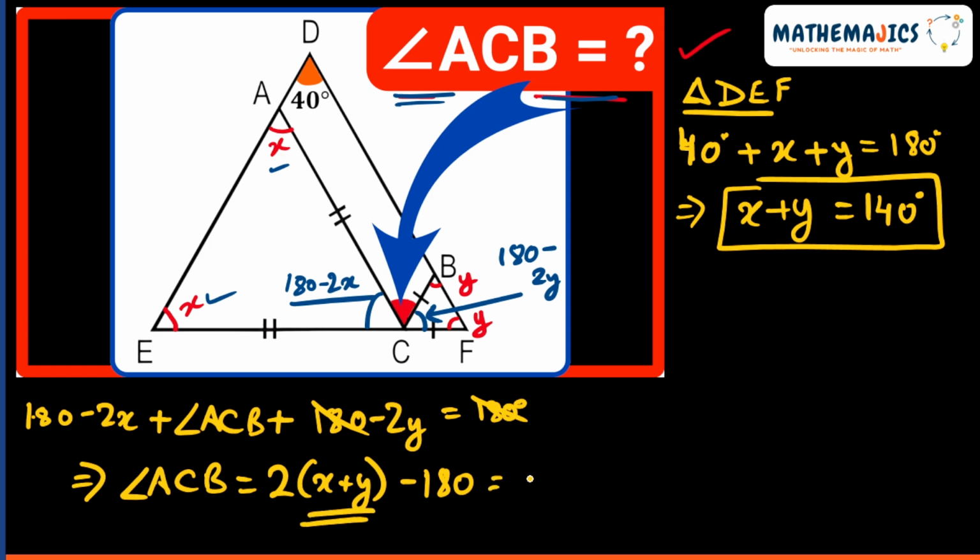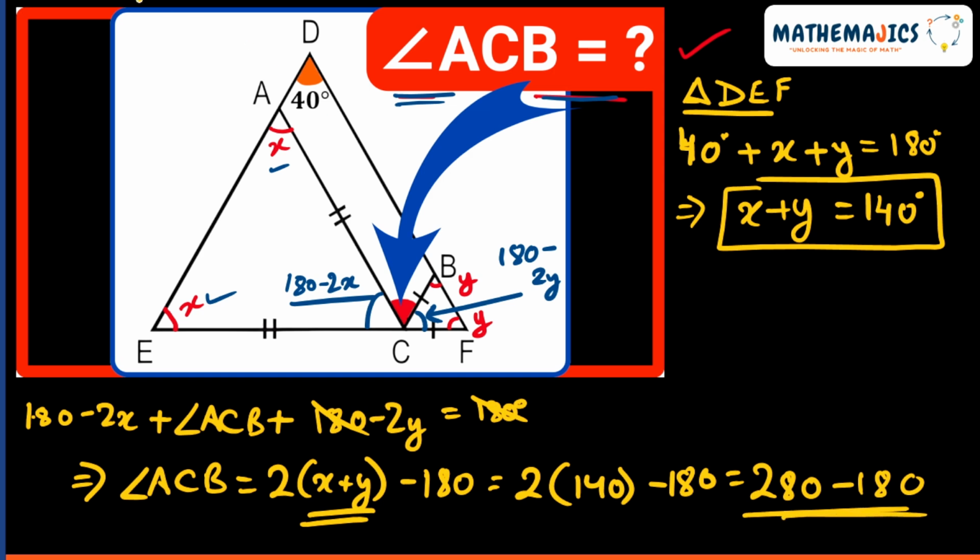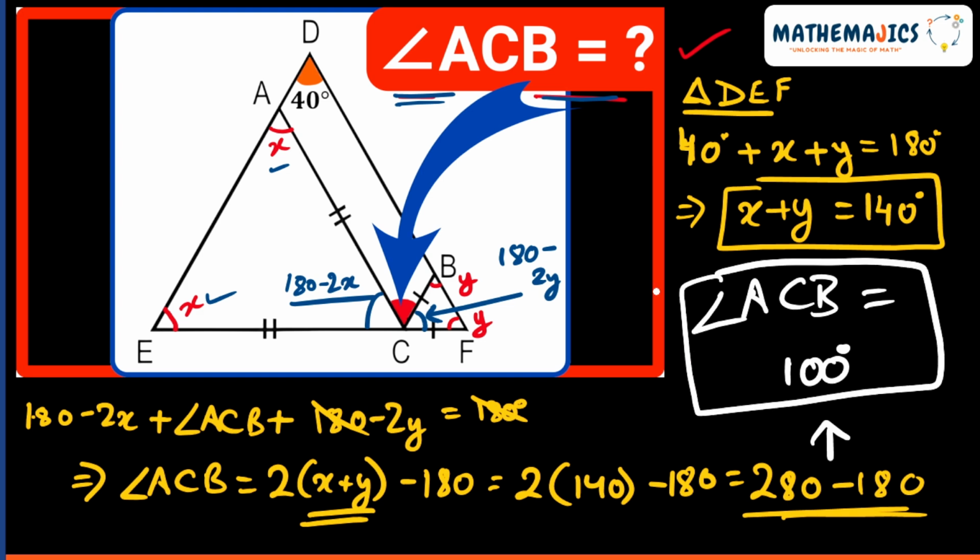Now we can use this value of X plus Y in this equation. So we can write it as 2 times 140 minus 180, which will give us 280 minus 180. What does that mean? That means angle ACB is equal to 100 degrees. Correct? Angle ACB is 100 degrees. This angle where the arrow is pointing at, that is 100 degrees. Okay, so this is our final answer.